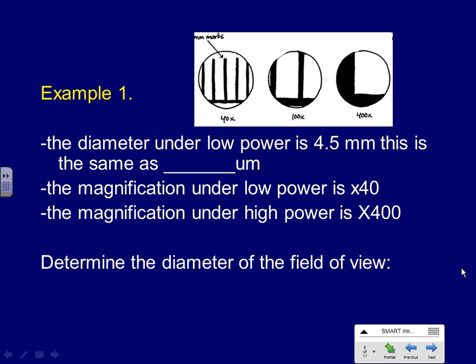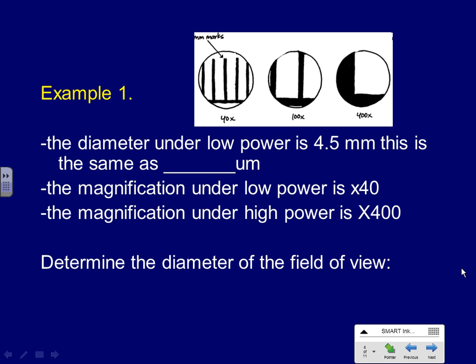So what we do is we measure the field under low, and then we use our equation to figure out what the field is under medium and high. So low shows us many millimeter markings, which we can easily count, and then we use the equation to calculate the diameter under medium and high, because this might be 2, but it might be only 0.8 or something like that, but we can count this easier.